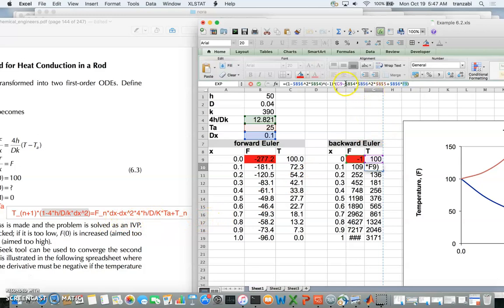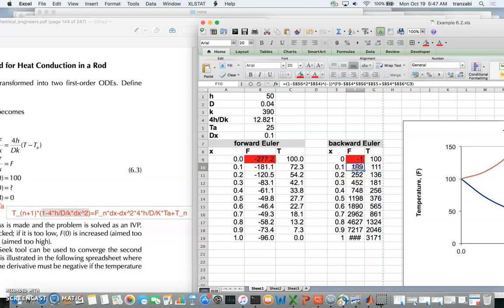So here's minus 4h dk, dx squared, and then Ta. So here's Ta, all right? And then plus Tn. So here's Tn, which is the previous cell. That's this purple cell. Okay, so this is Tn plus 1. It is a little bit involved, but I think we managed it.